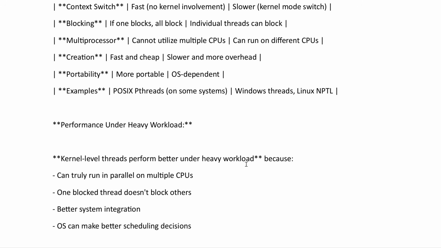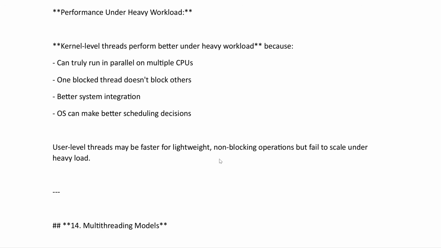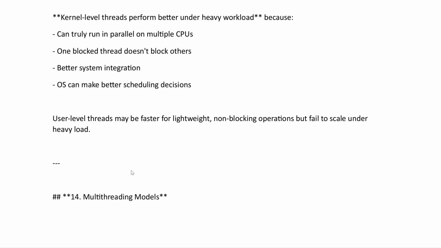Now the performance under heavy workload. Kernel level threads perform better under heavy workload in contrast to user level threads, because kernel level threads can truly run in parallel on multiple CPUs. If one kernel level thread is blocked, it does not block other kernel level threads. Kernel level threads also result in better system integration. The operating system can make better scheduling decisions using kernel level threads. User level threads may be faster for lightweight non-blocking operations, but they fail to scale under heavy workload.